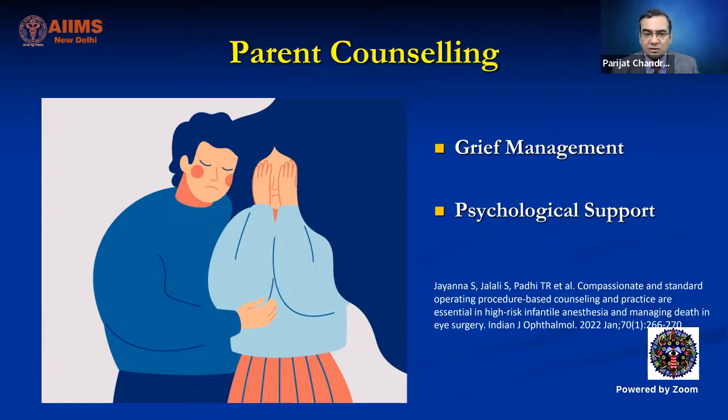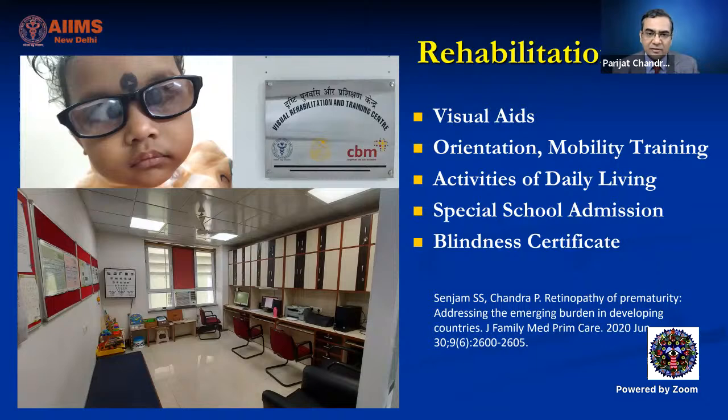Grief management and psychological support are very important. We should not overlook it because it is a very important component of healthcare, and it helps to not only console these parents, but also is very essential for humanity as a whole to do this. Rehabilitation is a very important thing. If you don't have a rehabilitation facility, it's better to send these babies to a facility where rehabilitation is available. But you should not just let them go saying you have poor prognosis, go home, nothing can be done. Rehabilitation is a very important component.